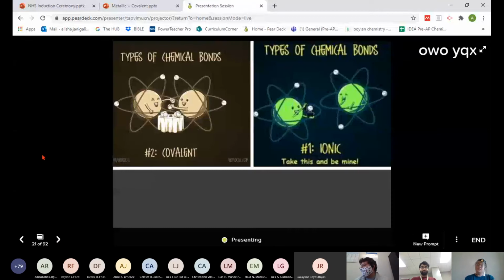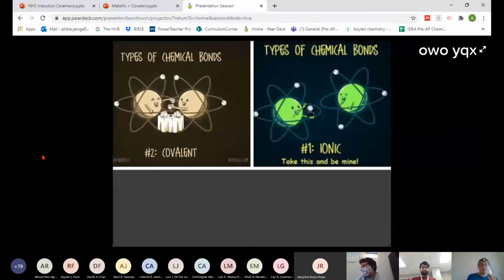So the covalent, it's like the two atoms are having dinner and they're sharing food, and the food is the electrons. And the ionic is a much stronger bond. It's like getting married, and so he's actually offering the electron and saying, take this, be ionically bonded to me forever because you have my electron.